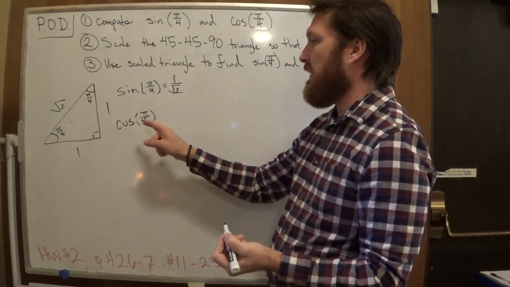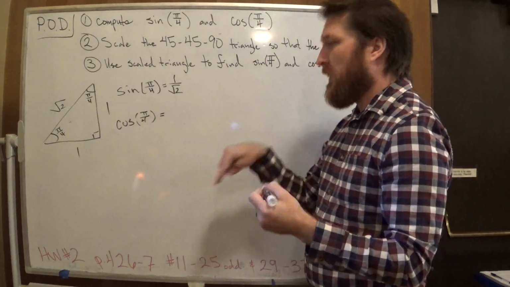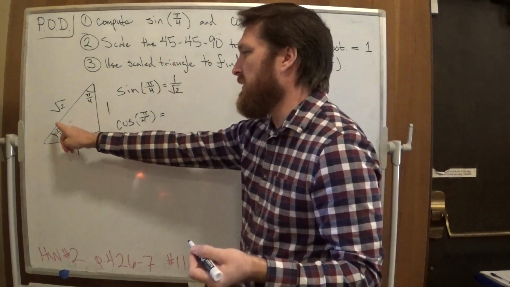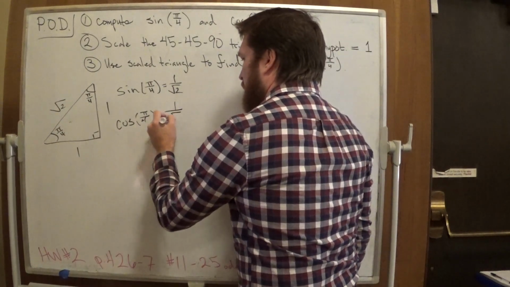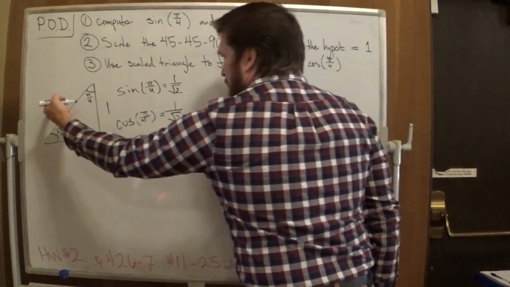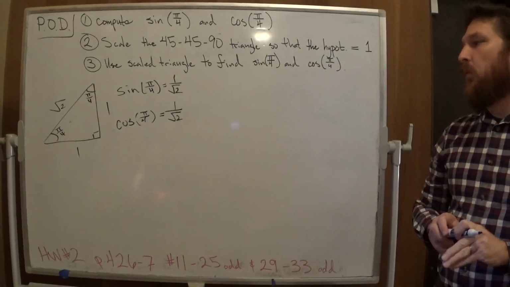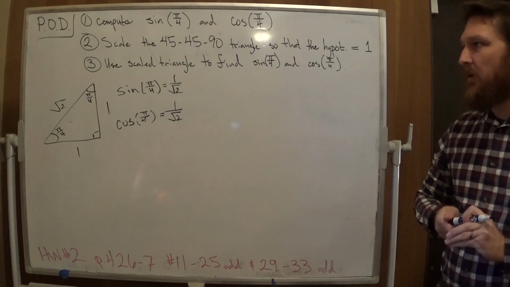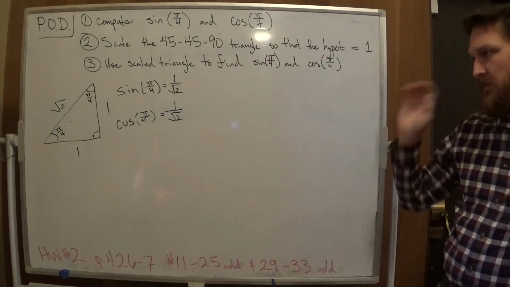Cosine, in terms of sides, is what over what? Adjacent over hypotenuse. If you're here, adjacent is 1, hypotenuse is root 2. Or if you're there, adjacent is 1, hypotenuse is root 2. Either way, in both cases, you get 1 over square root 2. I could have said pi over 6, or pi over 7, whatever, I just chose this one.